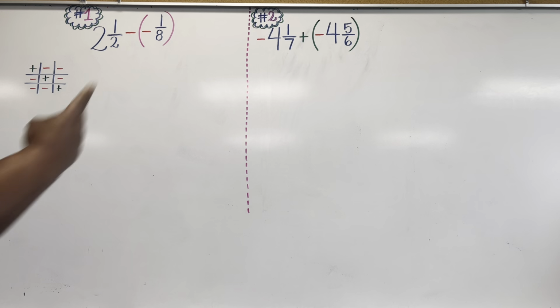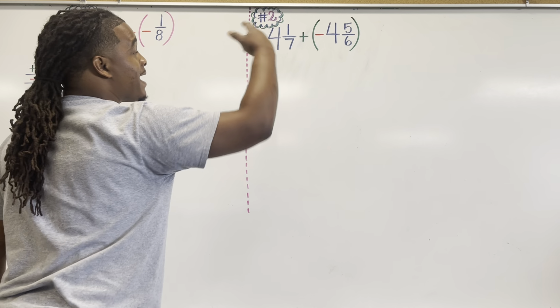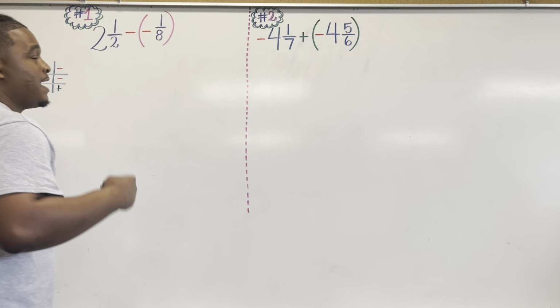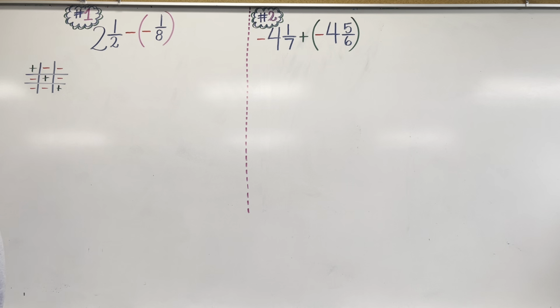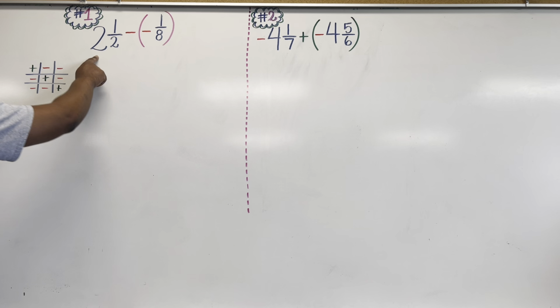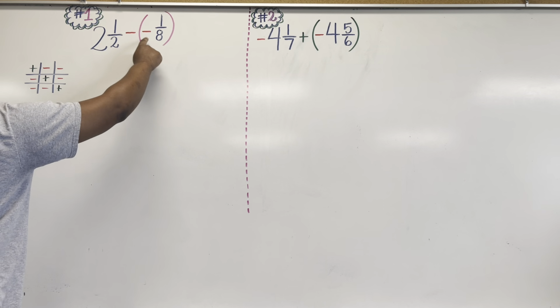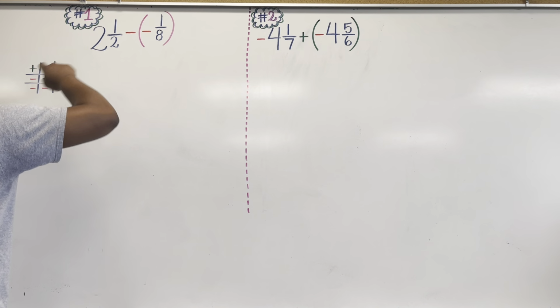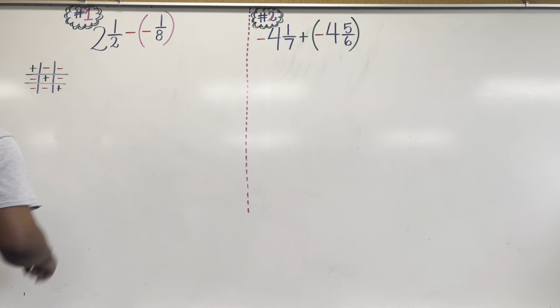Today, I want to go over two examples of how to add and subtract negative and positive fractions. Let's start off with the first example. I have 2 and 1/2 minus a parentheses negative 1/8.